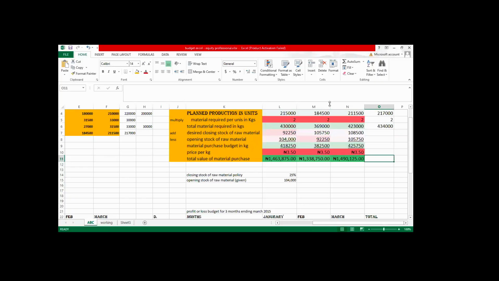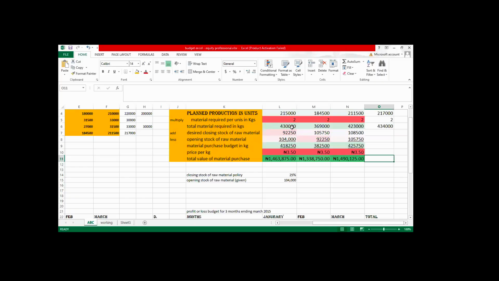Hello. Yes, sir. So that should be 215 multiplied by 2. Please multiply what you have. 215. 430. So we have 430,000. That is the production requirements material for January. That material needed for production.